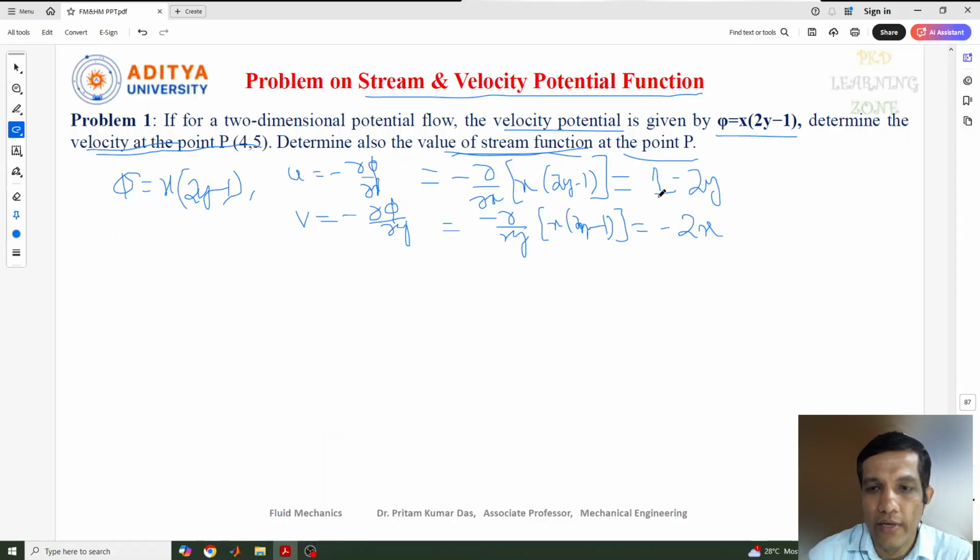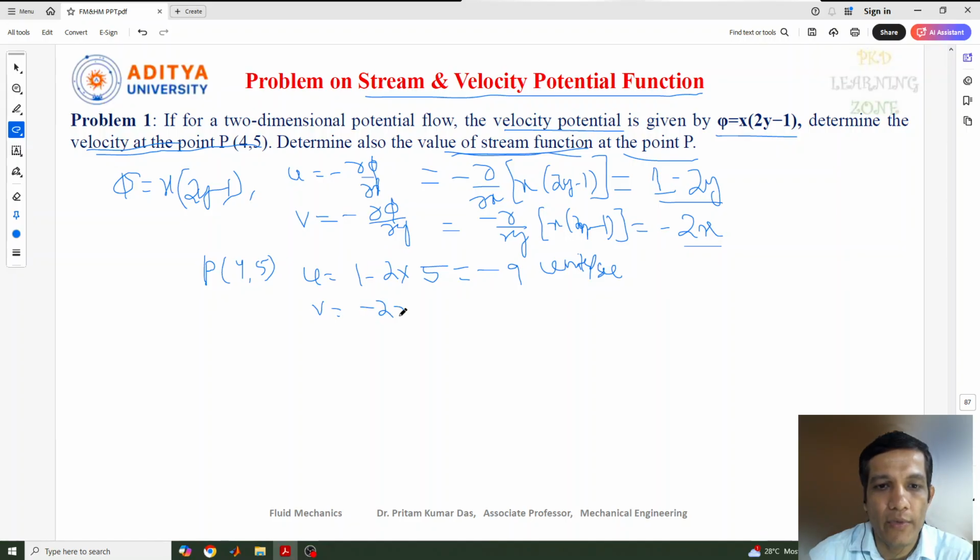Next, this is the velocity component that I got. Now in this equation, we just put the value of P, (4, 5), that means the x and y values. So u equal to 1 minus 2y, so 1 minus 2 into the y value, which is 5, so we get 10, 1 minus 10, that is minus 9 units per second. And similarly v is minus 2x, so 2 into the x value, 4, so that is minus 8 units per second.